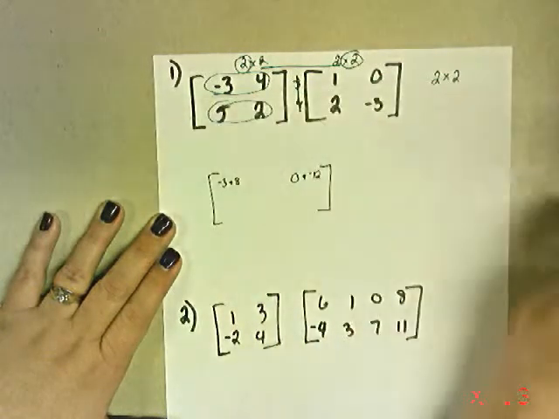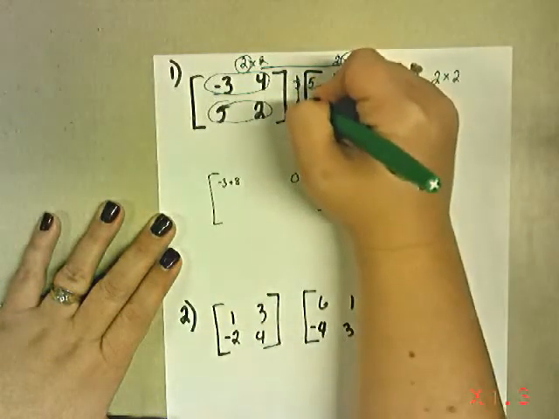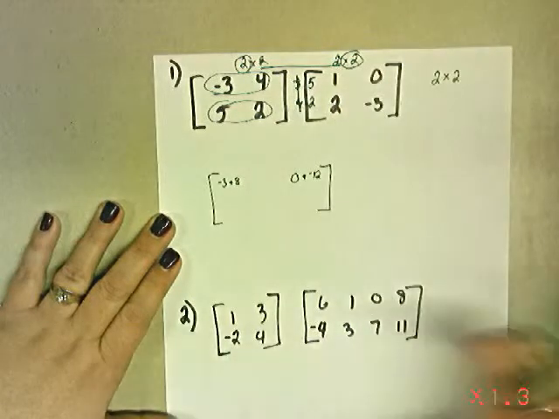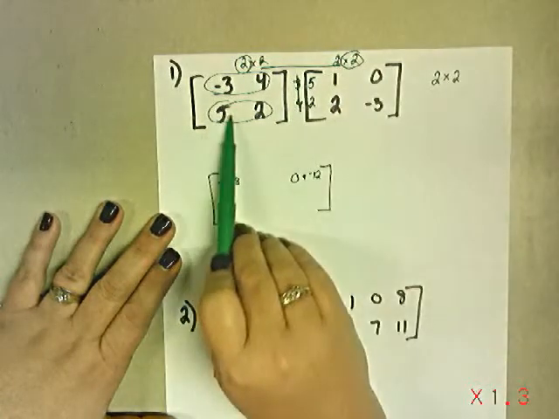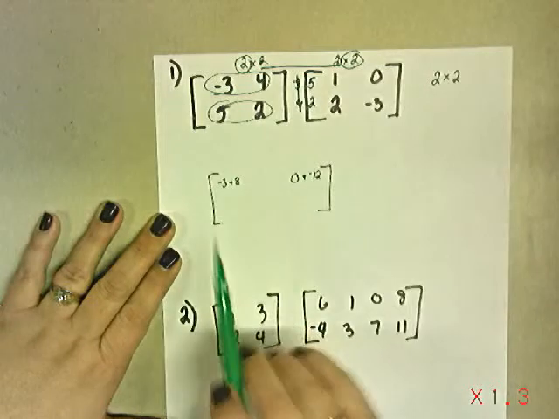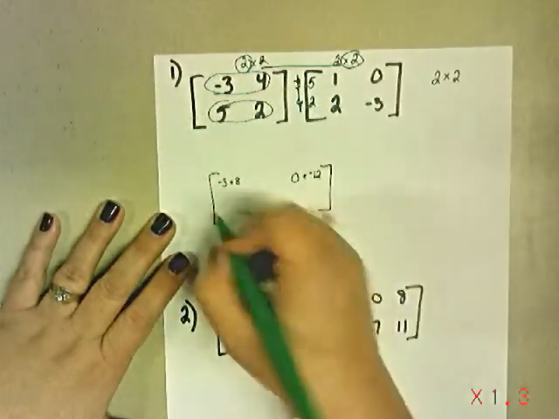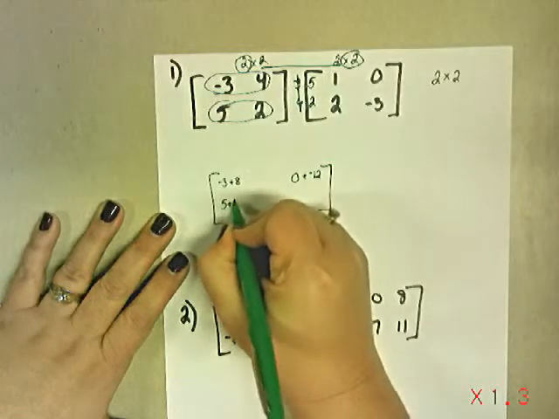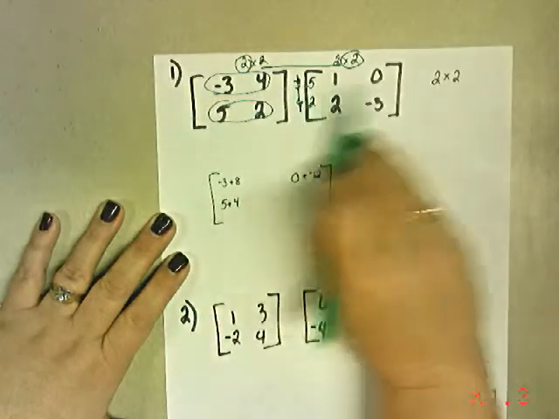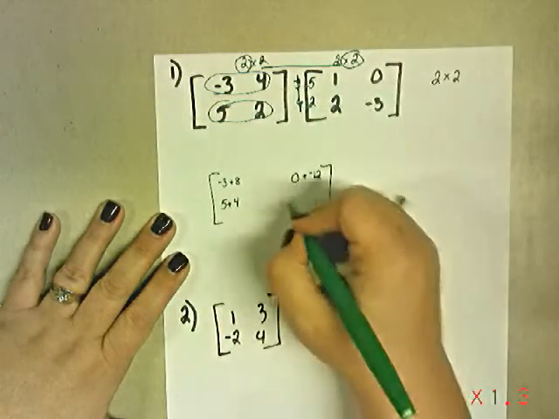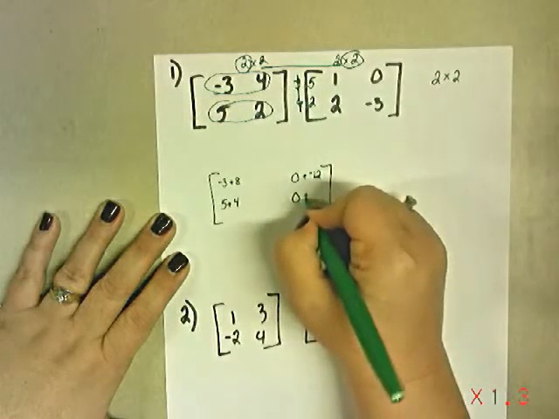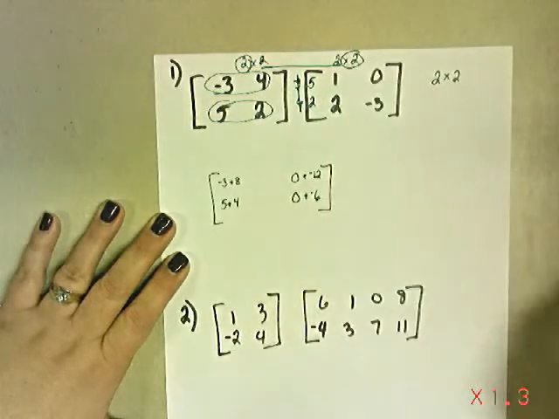Take our bottom row, turn it on its side, repeat the process. And again, we're pulling from the bottom row, so our answers go on the bottom row. So 5 times 1 and 2 times 2. So that's 5 plus 4. 5 times 0, 2 times negative 3. So that's 0 plus negative 6.